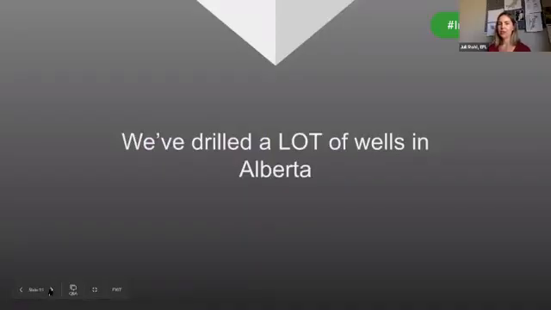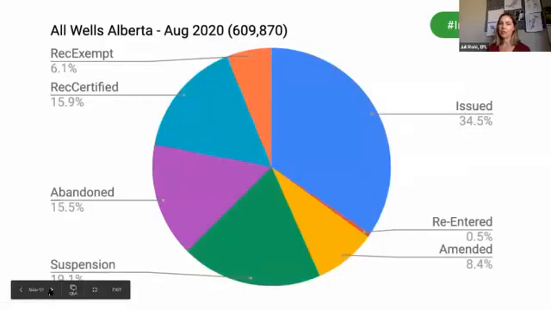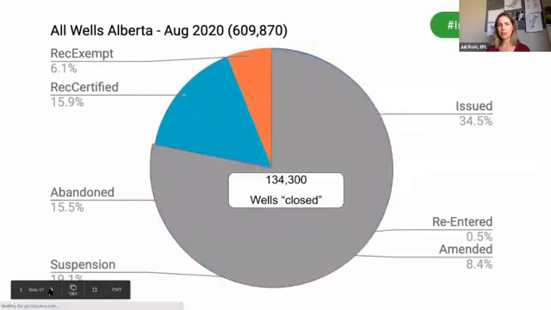And we have drilled a lot of wells in Alberta. There's currently 98,000 that are inactive, but this chart shows that we've actually issued licenses for almost 610,000 wells in Alberta. I'll break it down by chunks over the next couple of slides. The first one, in the next slide, is the wells that are closed.